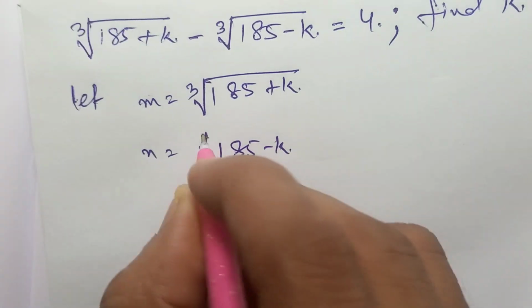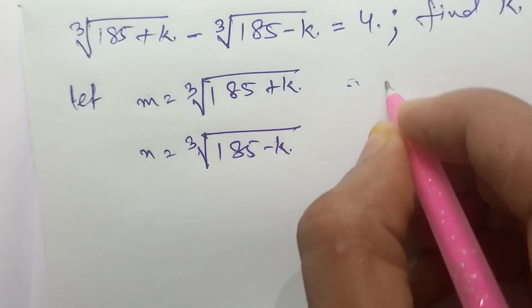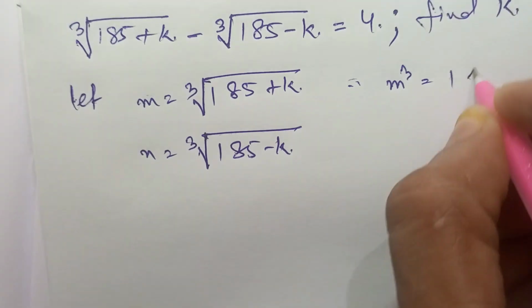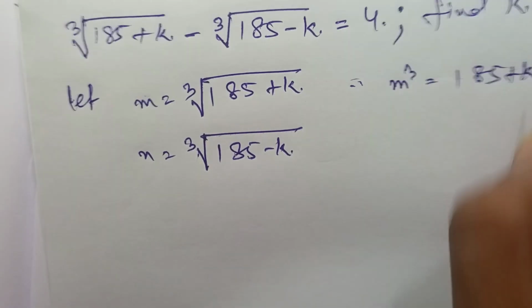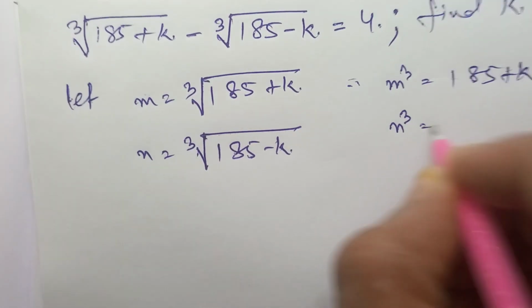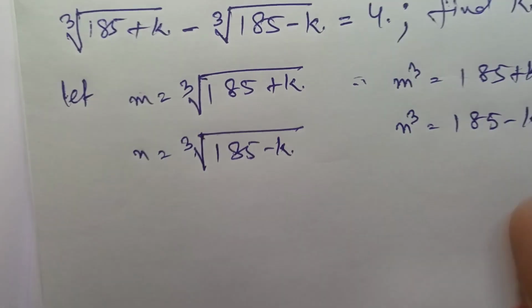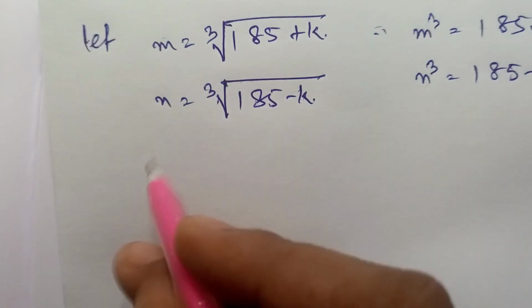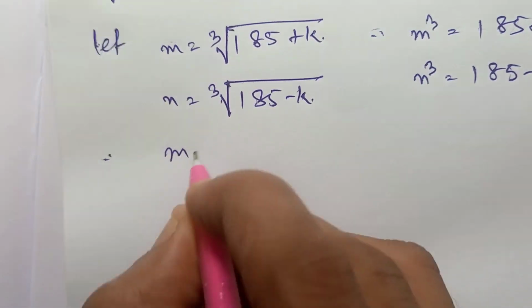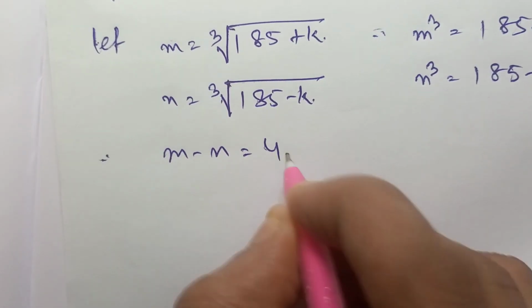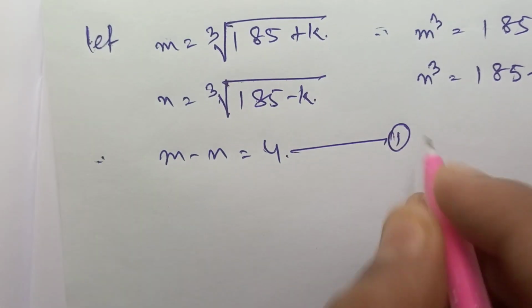and in the same way we take n equal to the cube root of (185 − k). So m cube is equal to 185 + k, and similarly n cube is equal to 185 − k. If we put the values of m and n in the above equation, we get m − n = 4, and this is equation number 1.